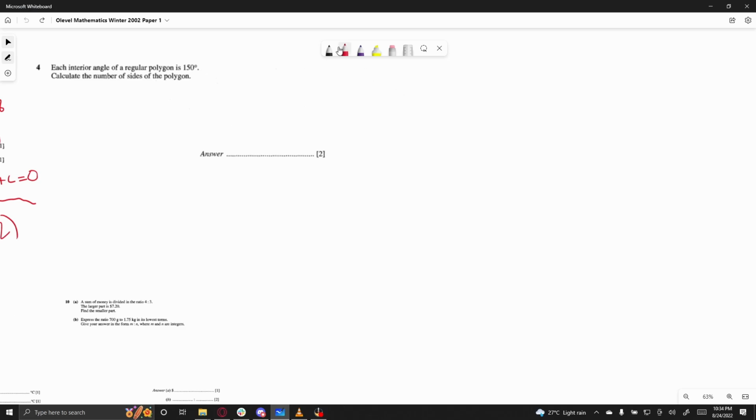So before we solve this fourth question, I actually want to give you guys a little bit of insight on formula. So one of the formulas that we need to use in this question is this formula, which is n minus 2 into 180, which basically gives us the sum of interior angles.